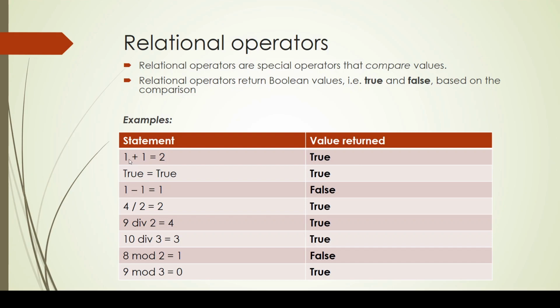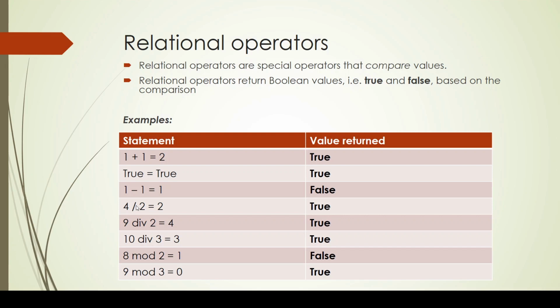So in the first example, 1 plus 1 equals 2. Yes, it will return a value of true. I'm comparing two Boolean values in example 2. True equals true. So a Boolean value of true is compared to a Boolean value of true. It will return true. 1 minus 1, is it equal to 2 or is it equal to 1? What is the real value? So your answer is false. It will return a value of false.